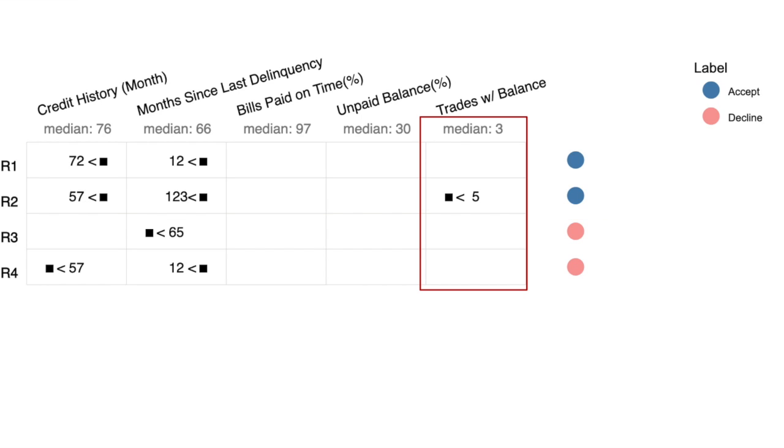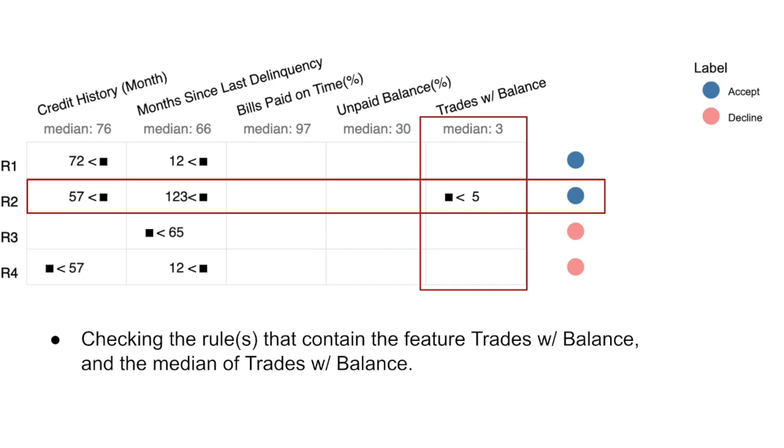Also, we can look at a specific column, and find out the rules that contain this feature. For example, here we want to know what rules are using the feature trades with balance. So we check the column of trades with balance first, then we focus on the rule R2 because it has the condition, trades with balance smaller than 5. Here we can also find out that the median of trades with balance is 3.